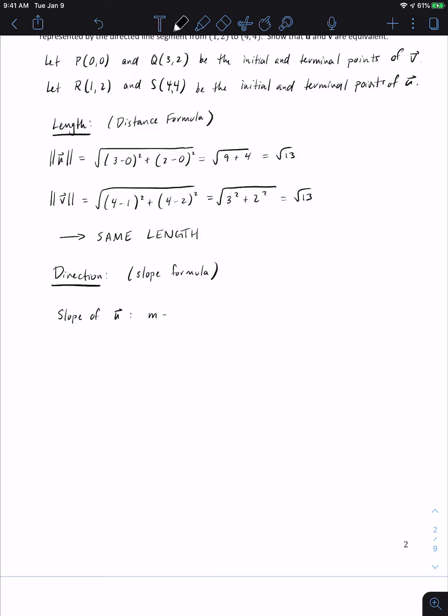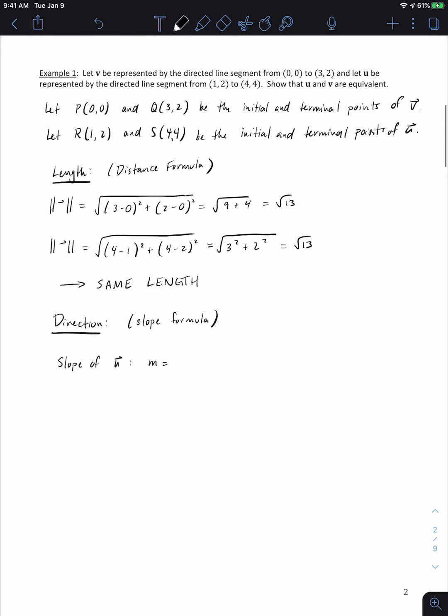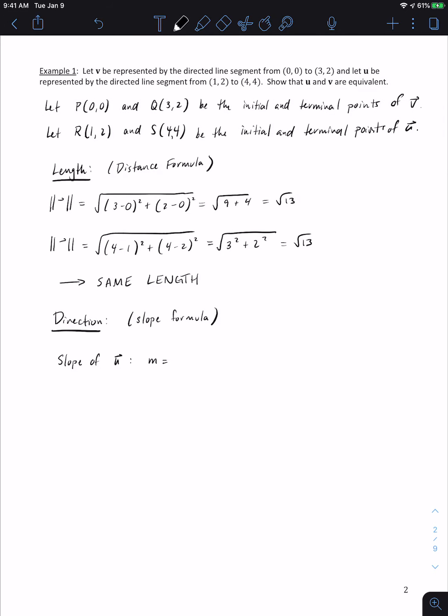The slope of U is going to be the slope between, I think I have U and V switched here. So let me see. V is from 0, it has the 0, 0 in it. So that should have been V, and this should have been U, and then let's do this again. Let's do V first. Okay, so the slope is going to be y2, which is 2, minus y1, which is 0, over x2, which is 3, minus x1, which is 0, so I get 2/3.